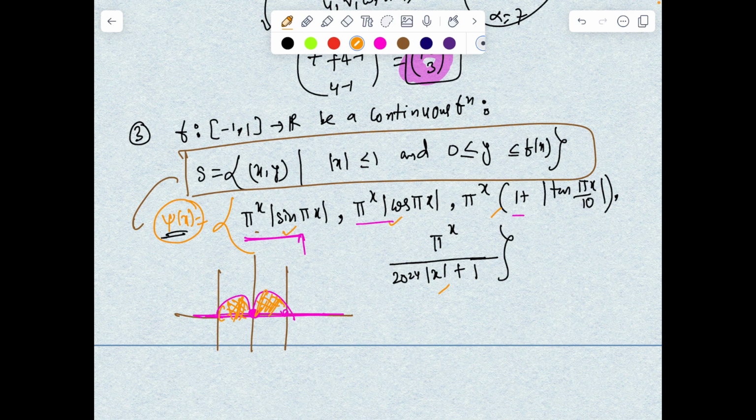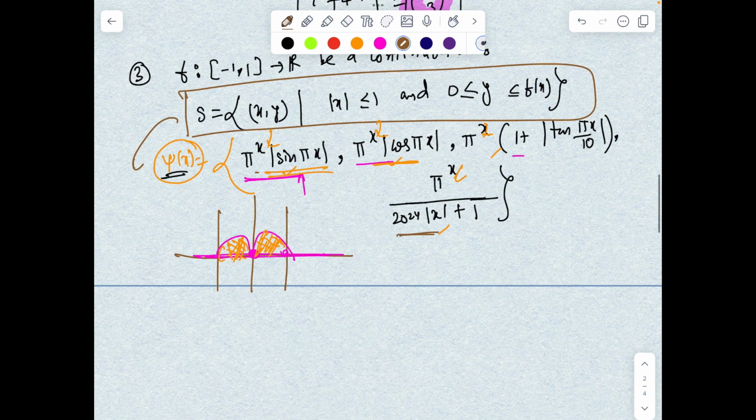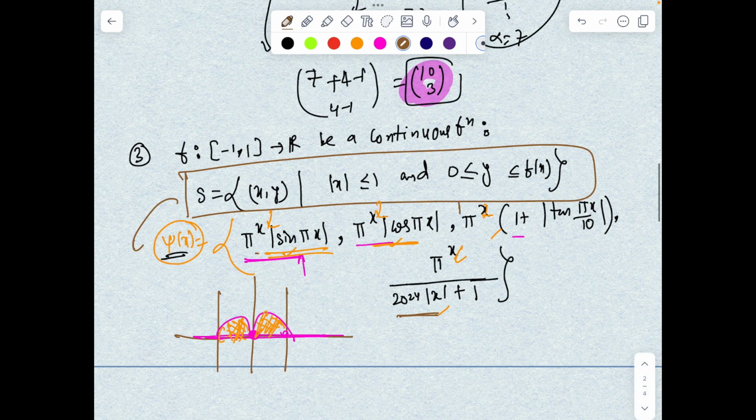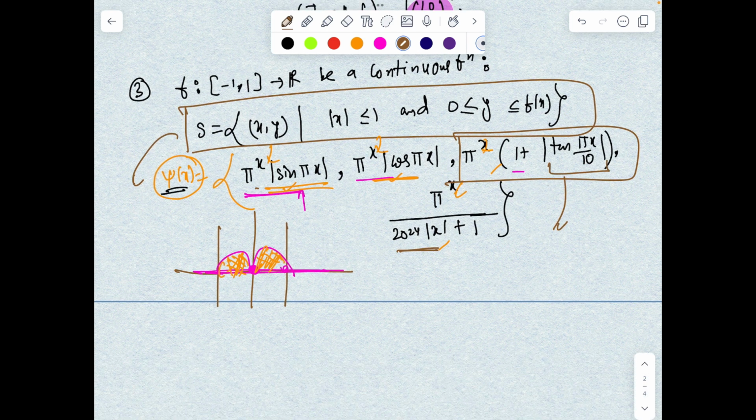So the question is, what is the chance that two of them will give the same area? Of course it is 0, because you can clearly see sin pi x and cos pi x are different functions. Pi to the power x is already the same in all four of them. So area-wise, the maximum area will come out of 1 plus 10 of pi x by 10.